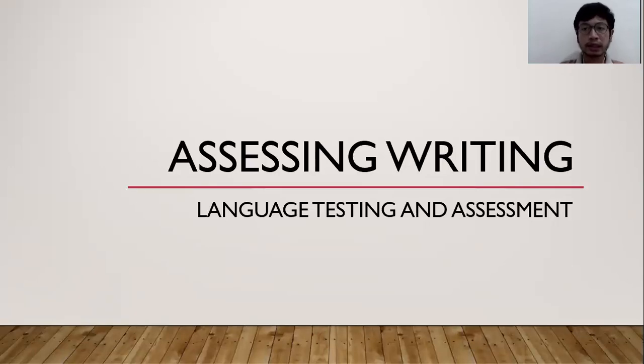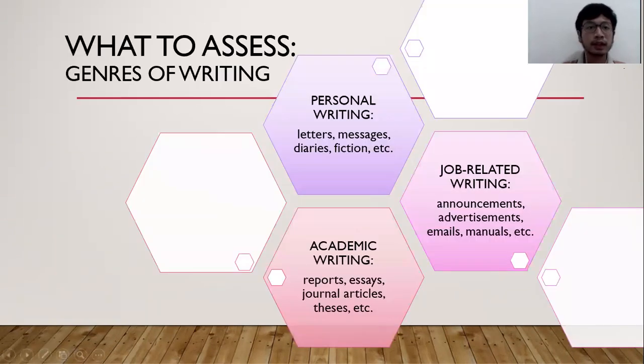So when we are dealing with assessing writing, we are gonna need to ask two main big questions. The first one is related to what to assess, and the second one is related to how to assess. Okay, first let's talk about what to assess, right? So what to assess? The first one is the genres of writing.